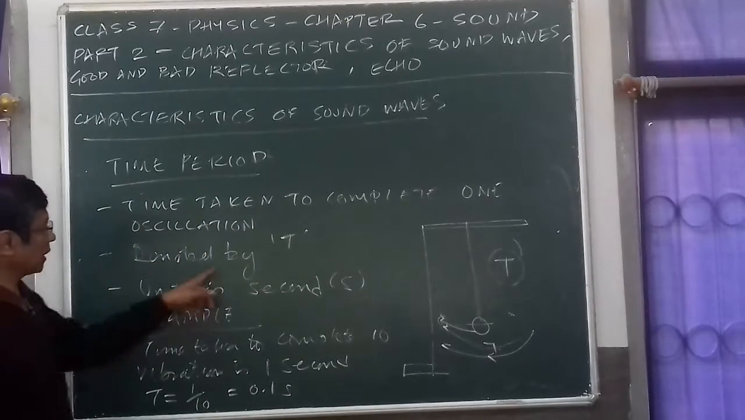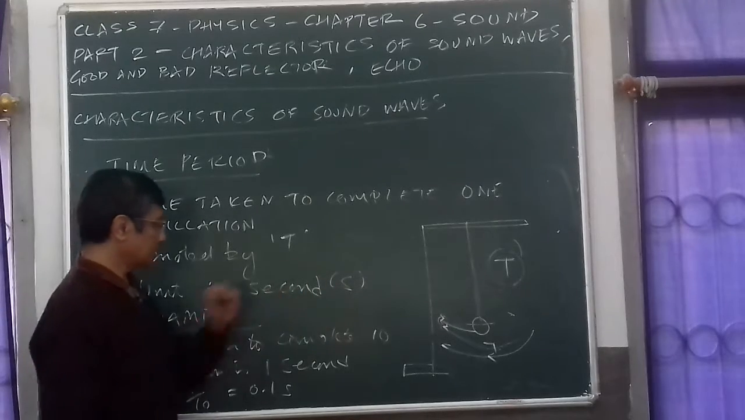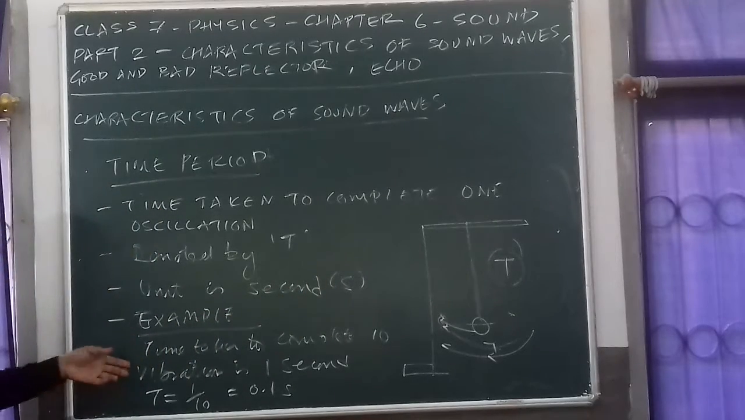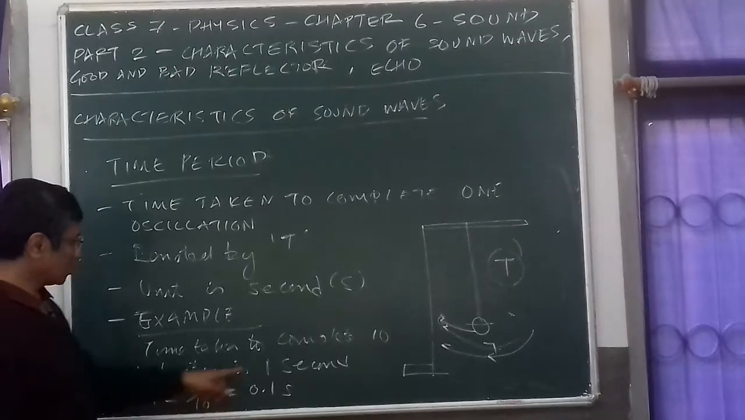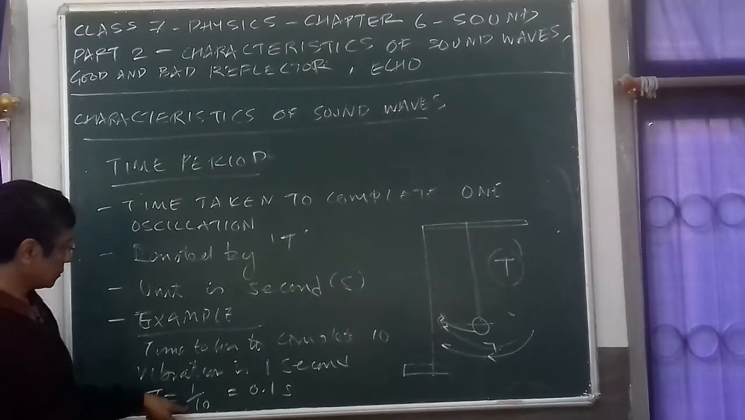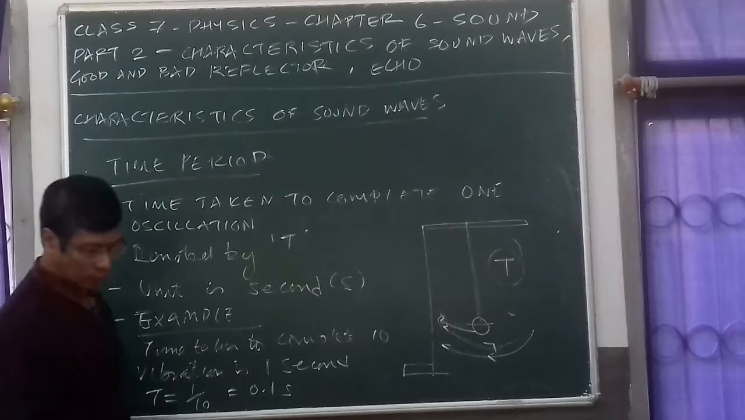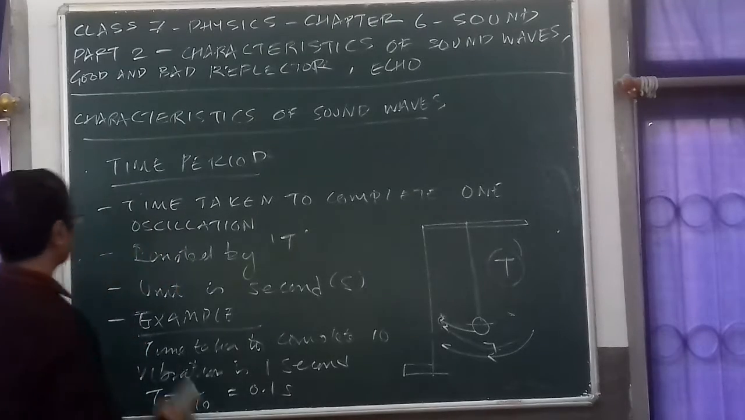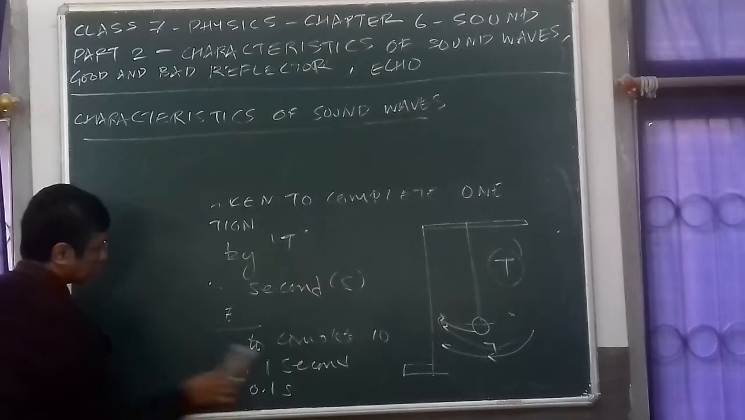It is denoted by the letter capital T. The unit is seconds, and as an example, if it completes 10 vibrations in 1 second, we can find the time period as 1 by 10, which is equal to 0.1 second. So this is the time period. Next characteristic of sound, we will be discussing amplitude.